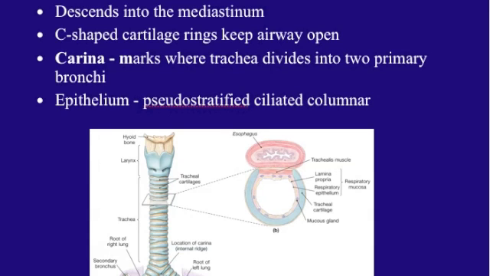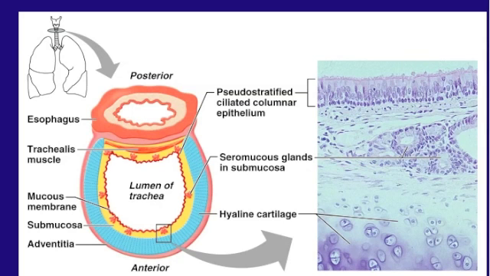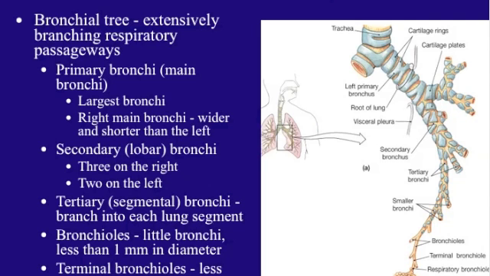The trachea. The trachea has C-shaped cartilage rings, and it keeps the airway open. The carina marks where the trachea divides into two primary bronchi, so it'd be right here. And then you see how it opens right here. This is just another picture of the trachea. And this is just the bronchi, how there's a primary, and then there's a secondary.